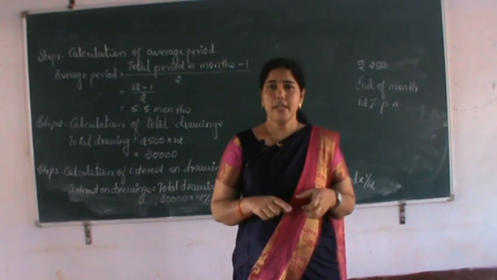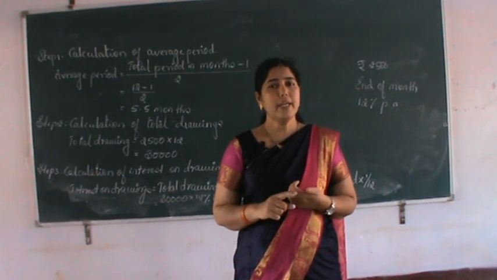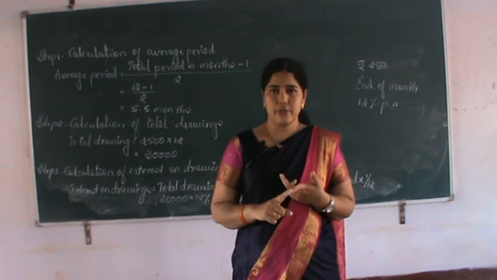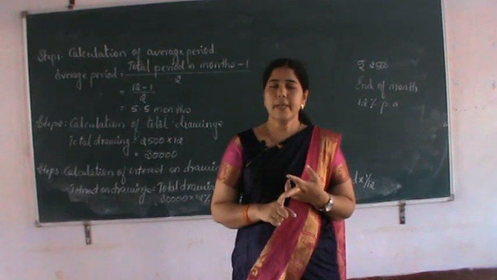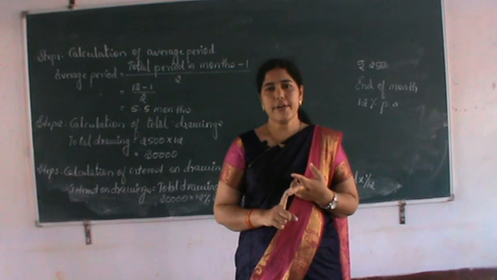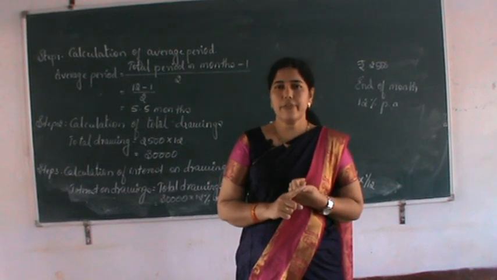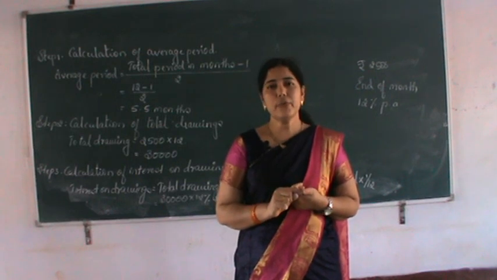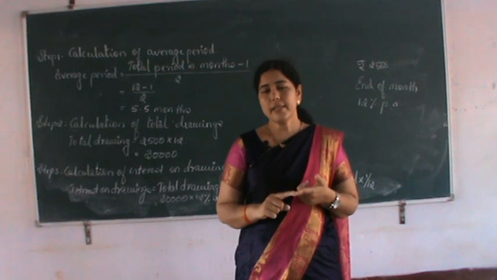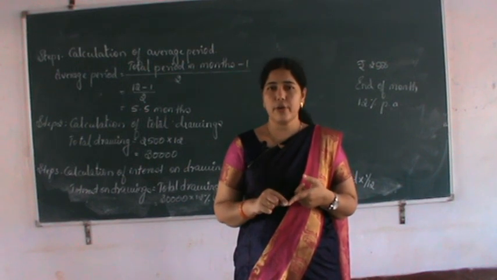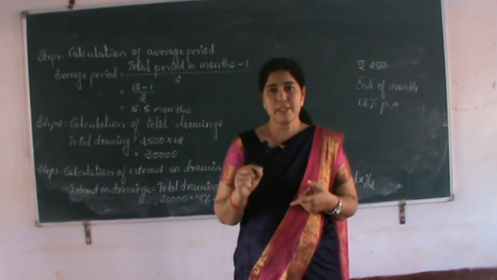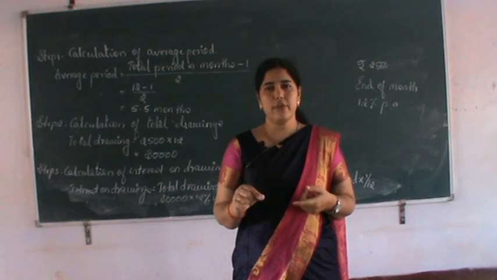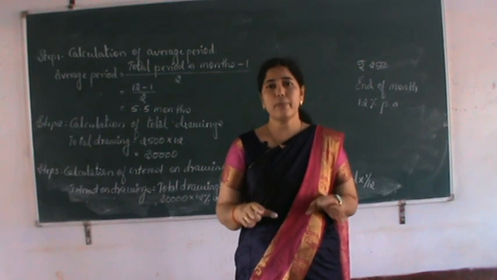And likewise, if the partner takes the drawings quarterly, that is in every quarter, here also the partner may take the drawing in the beginning of the quarter, or in the middle of the quarter, or at the end of the quarter also. If the partner takes the drawings in the beginning of the quarter, the average period will be 7.5 months. If the partner takes the drawings in the middle of every quarter, the average period will be 6 months. And if the partner takes the drawings at the end of every quarter, the average period will be 4.5 months.